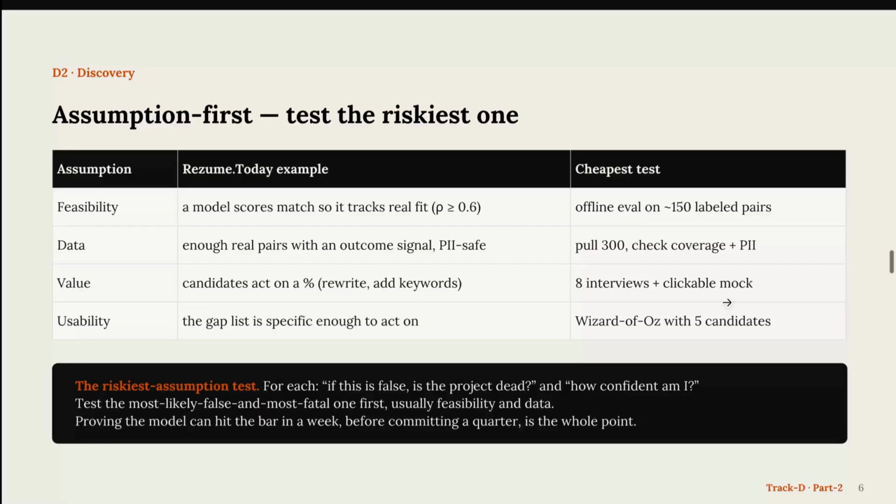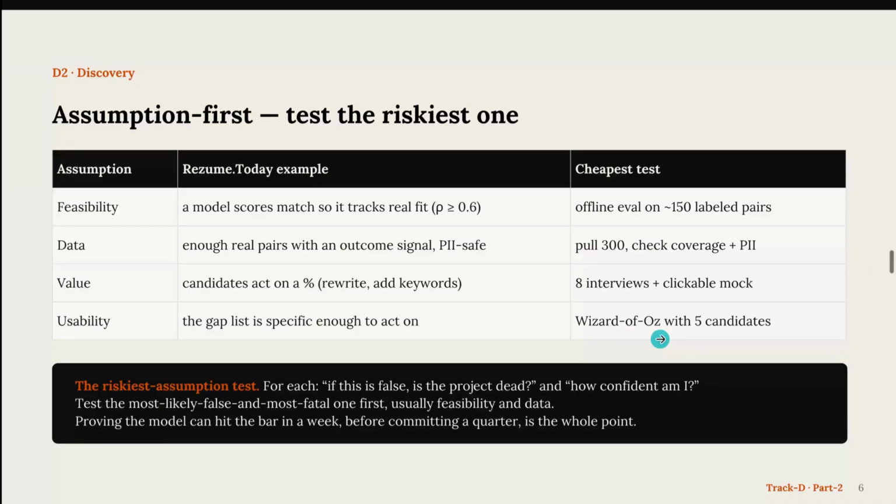Usability: the gap list is specific enough to act on. So Rezume.Today, when it compares your resume with the job description, will give you a gap list. Can the candidates use Rezume.Today's difference to build on top of that? Can they fix the resume now? All that needs to be done. So a Wizard of Oz test with 5 candidates would help us solve that problem.